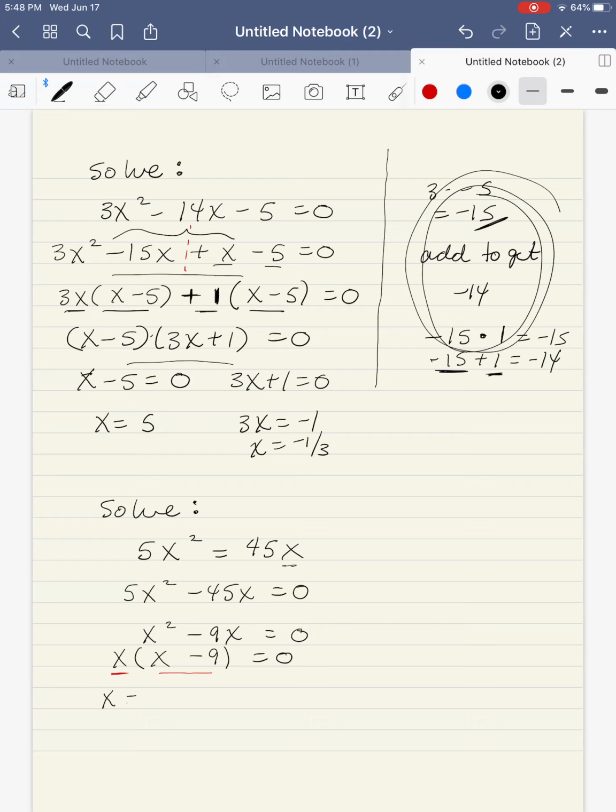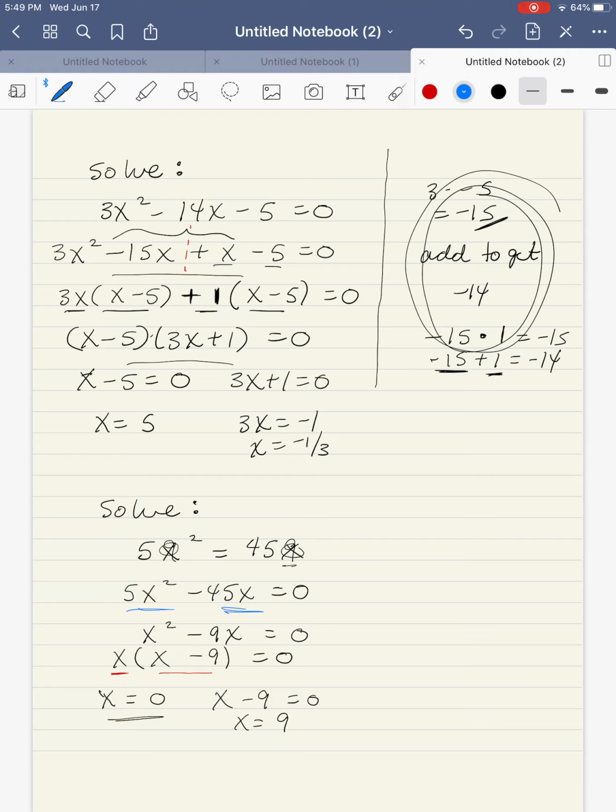Then my next step is to set each factor, and here my factor is x, equal to 0, and I get x equals 0 is one of my solutions. And then I set x minus 9 equal to 0, and I get x equals 9 is my other solution. So if I plugged a 0 in here and here, obviously that's true. 0 equals 0. If I plugged a 9 in here and here, when I did the math, I would get a true statement.